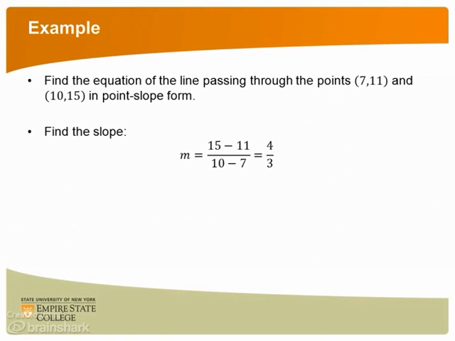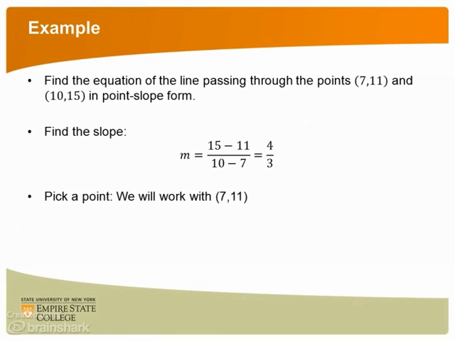You want to subtract the y values on the top of the fraction. Because I like to keep things positive, I chose to subtract 15 minus 11. On the bottom of the fraction, you would subtract the corresponding x values, so we do 10 minus 7. Completing those subtractions, we find that the slope is 4/3.